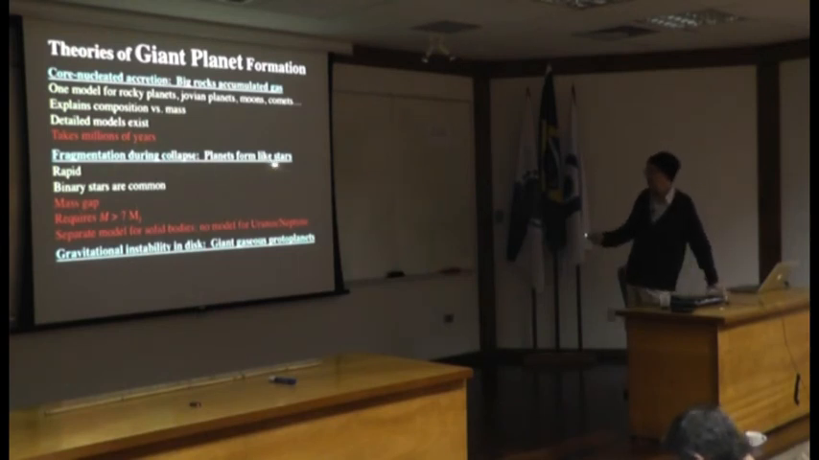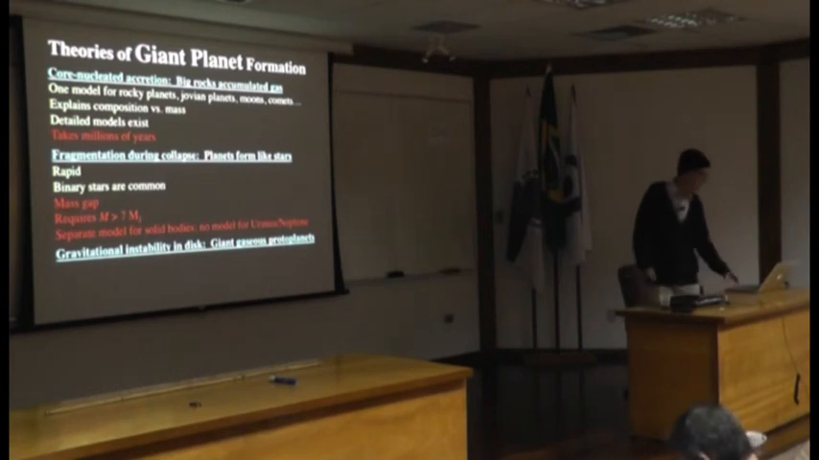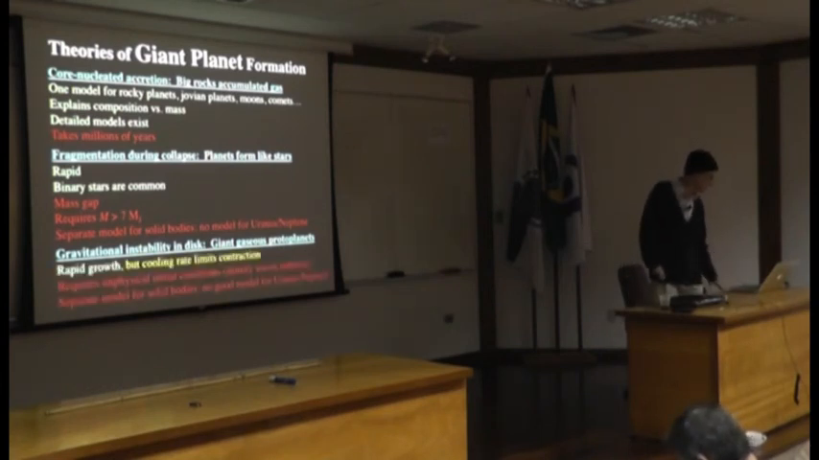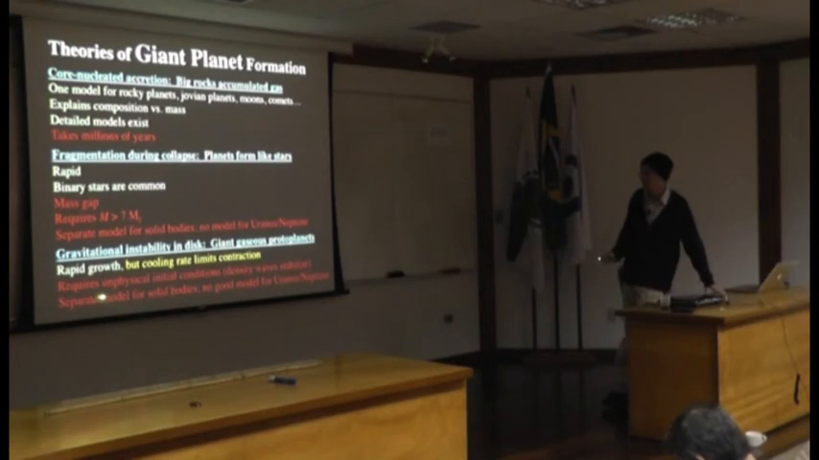Formation during collapse, like binary stars, is very rapid, but there's this brown dwarf desert. It doesn't really work. You don't have these condensations for objects that are too small. And you need a separate model for the solid bodies. It's basically this model. And there's no good model for Uranus and Neptune in this case, so people don't even think about that.